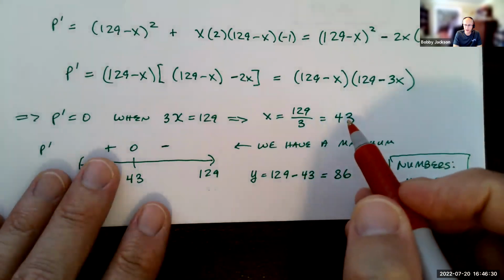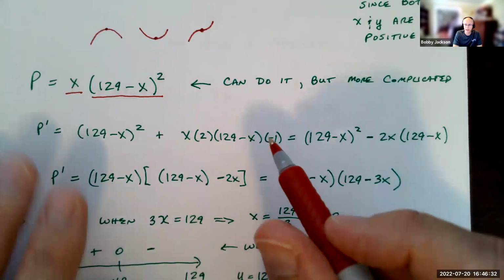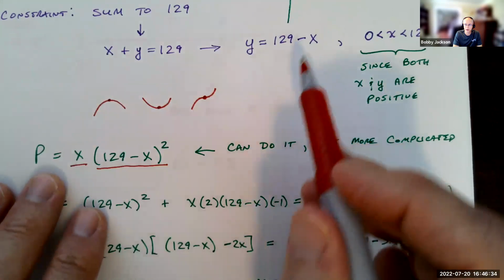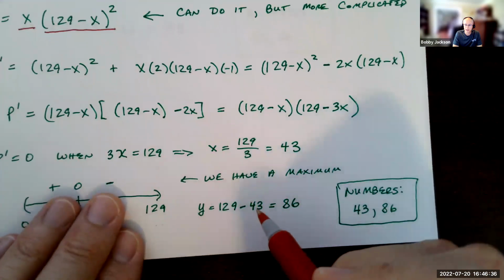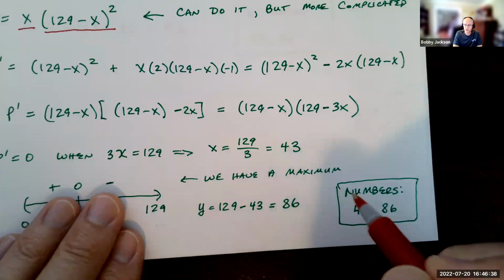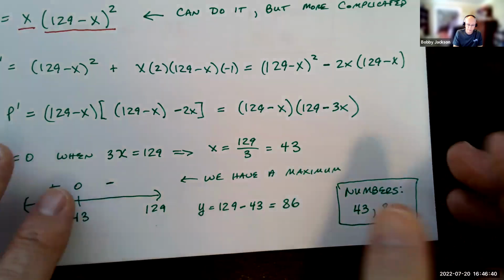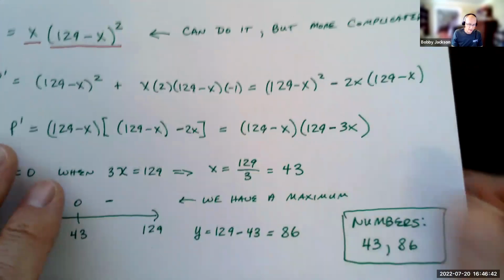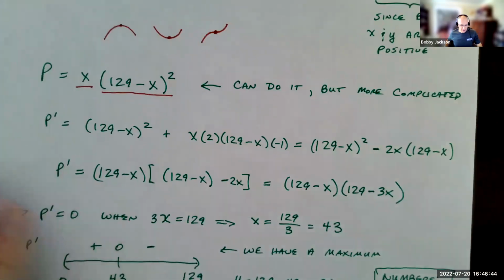And so now I know X is 43. I can plug back in. Remember, we solved for Y here: 129 minus what X was, 43, is 86. So these are the two numbers, 43 and 86. Now, I said I would do this two ways.